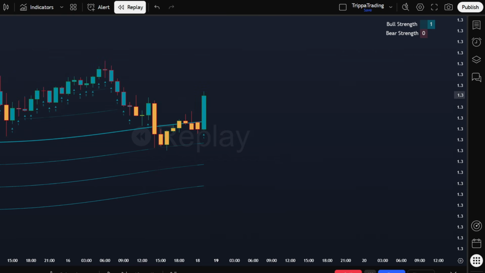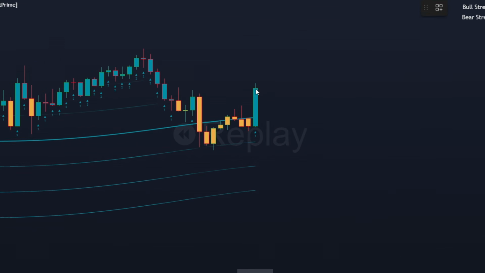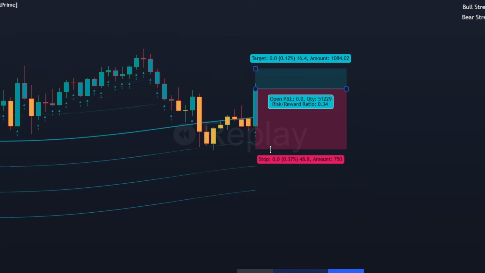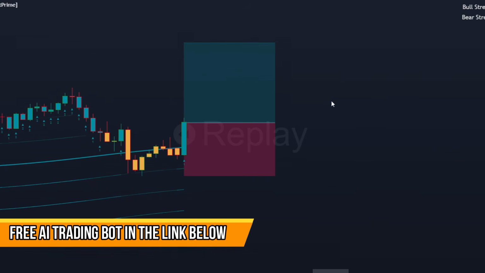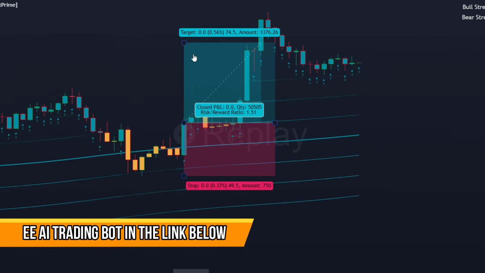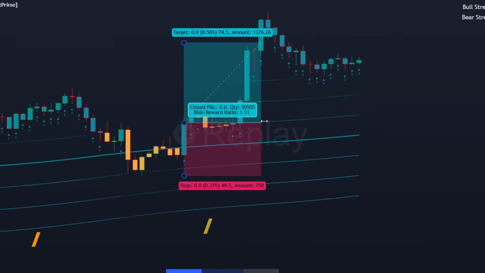Once all these conditions are met, you can enter your buy trade. You can place your stop loss below the most recent swing low or under the lower band. For your take profit, aim for 1.5 times your risk or let it run depending on your style. The strategy is really simple and can make you amazing profits.